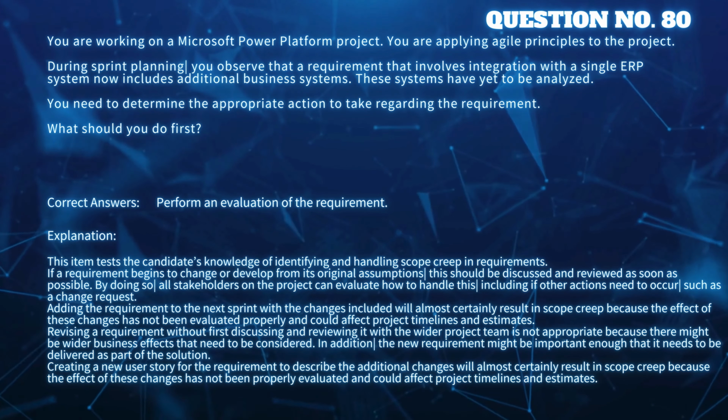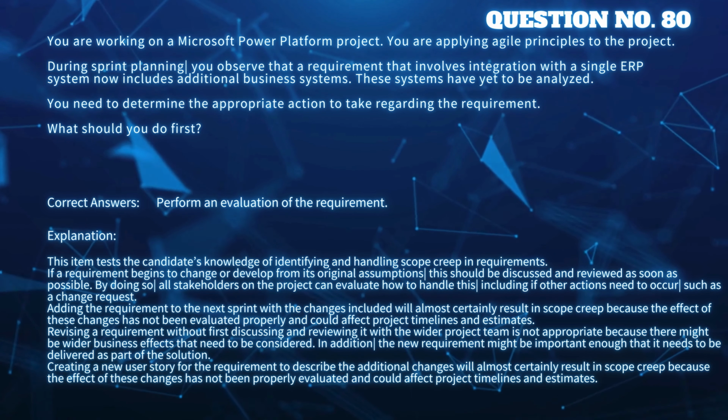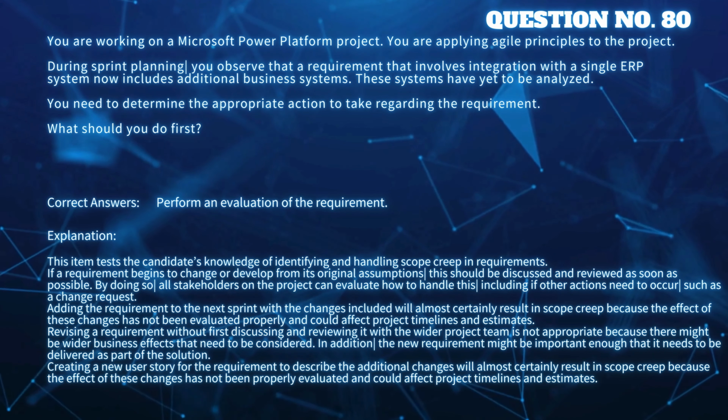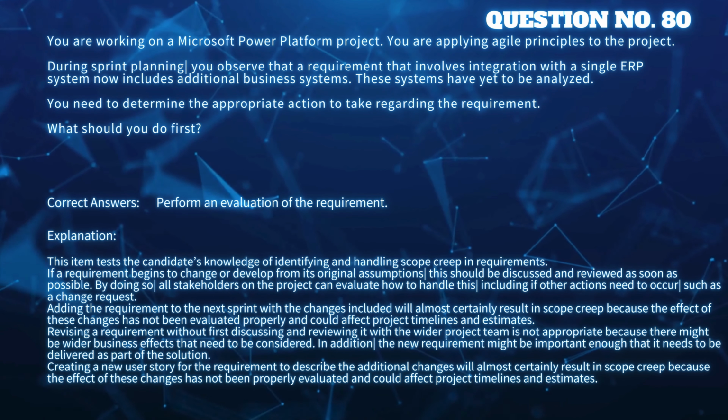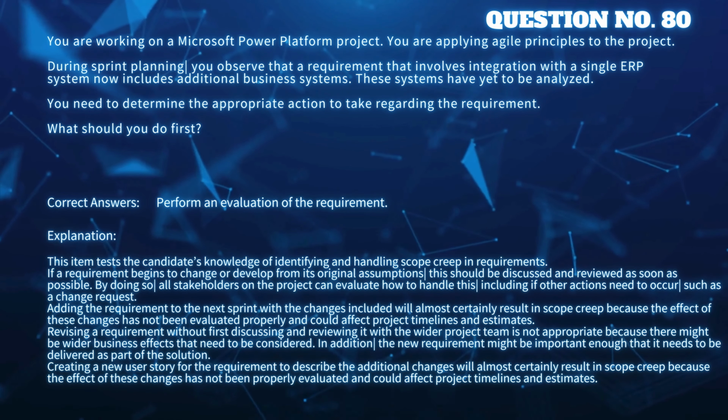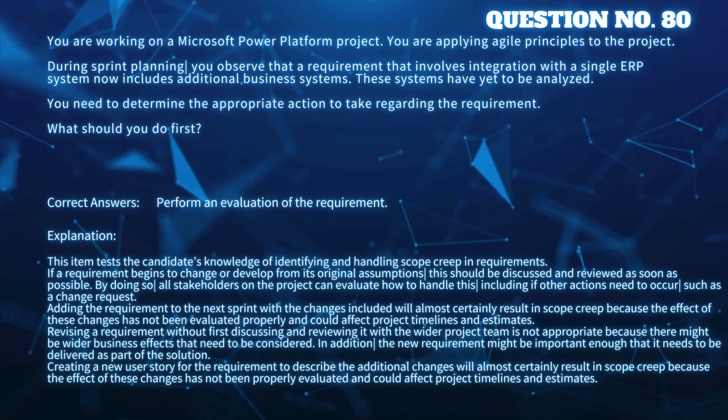Adding the requirement to the next sprint with the changes included will almost certainly result in scope creep because the effect of these changes has not been evaluated properly and could affect project timelines and estimates. Revising a requirement without first discussing and reviewing it with the wider project team is not appropriate because there might be wider business effects that need to be considered. In addition, the new requirement might be important enough that it needs to be delivered as part of the solution. Creating a new user story for the requirement to describe the additional changes will almost certainly result in scope creep because the effect of these changes has not been properly evaluated and could affect project timelines and estimates.